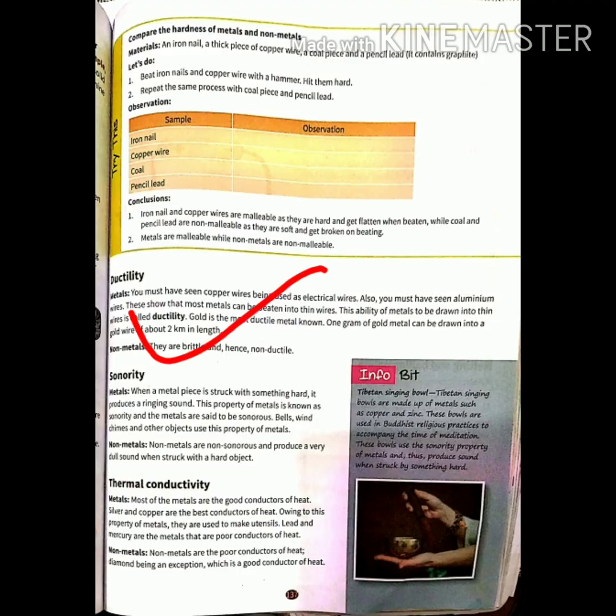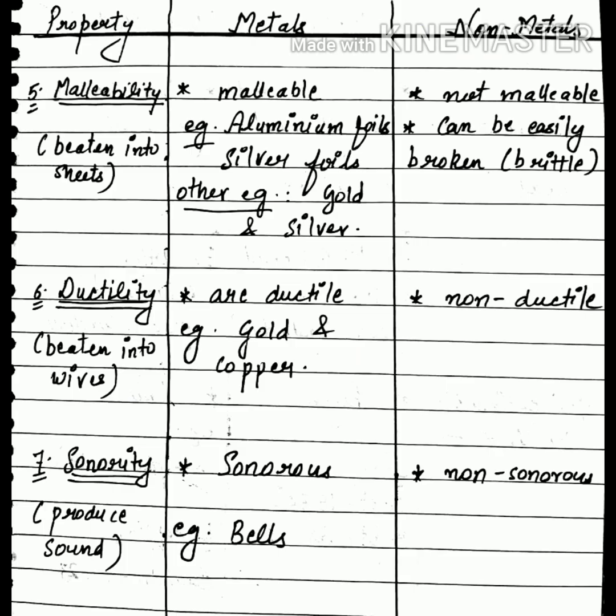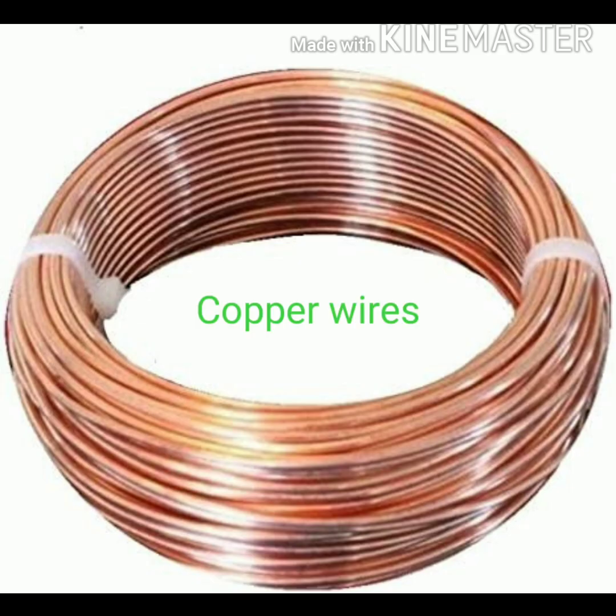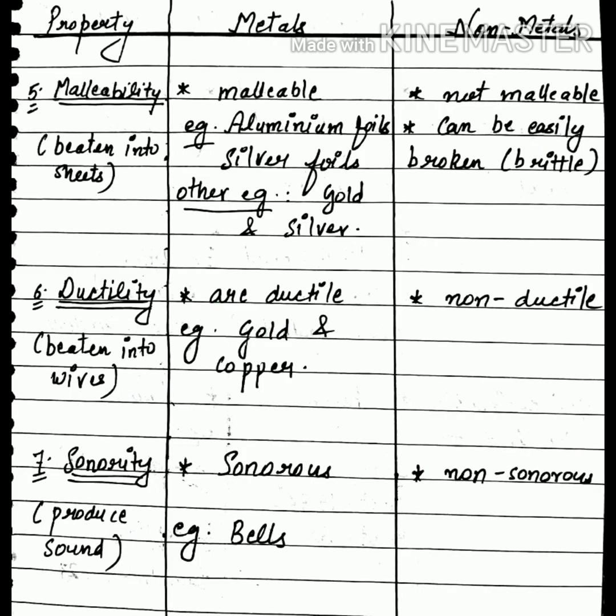Now the next property we are going to discuss is ductility. Ductility means the process when a substance is drawn into wires. Metals are ductile, for example gold and copper. Copper wires are ductile in nature. Then in case of non-metals, they are non-ductile.